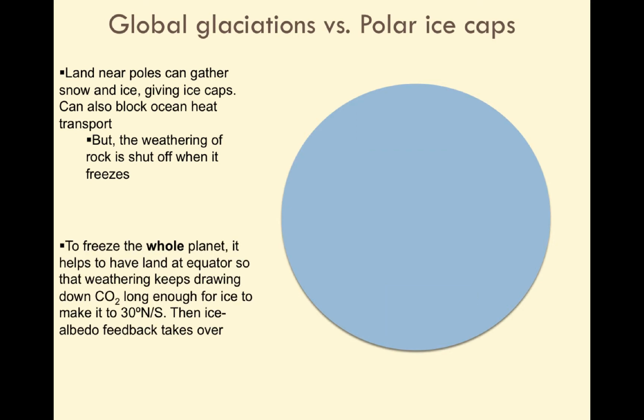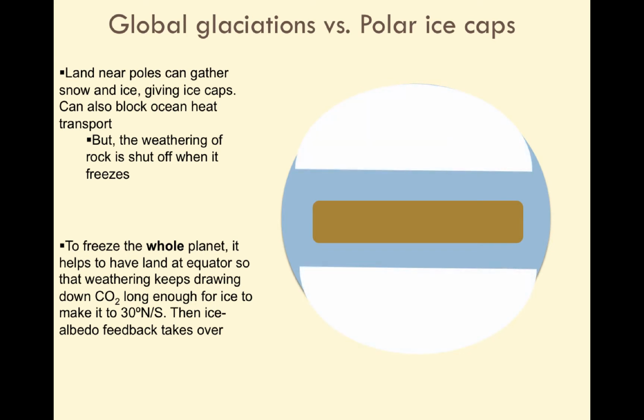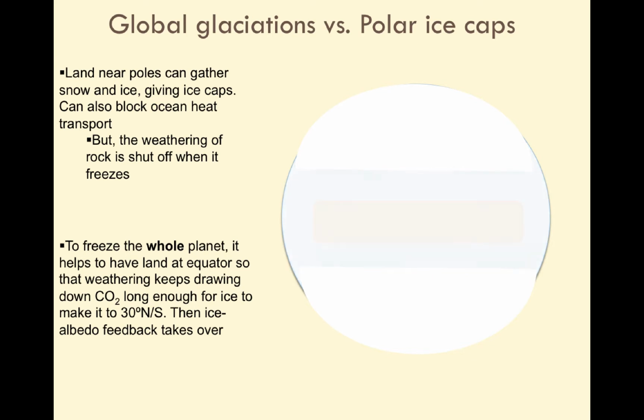If you really want to freeze the entire planet, it does help to have land at the equator so that weathering can continue drawing down CO2 for such a long time until the ice can actually get down to 30 degrees north or south. Then that ice albedo feedback will take over and freeze the entire planet. This has only happened possibly two or three times in the history of the Earth, but it is something worth mentioning.